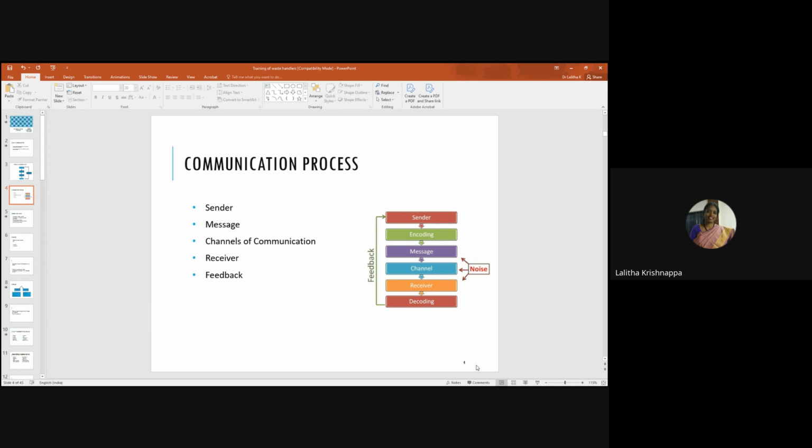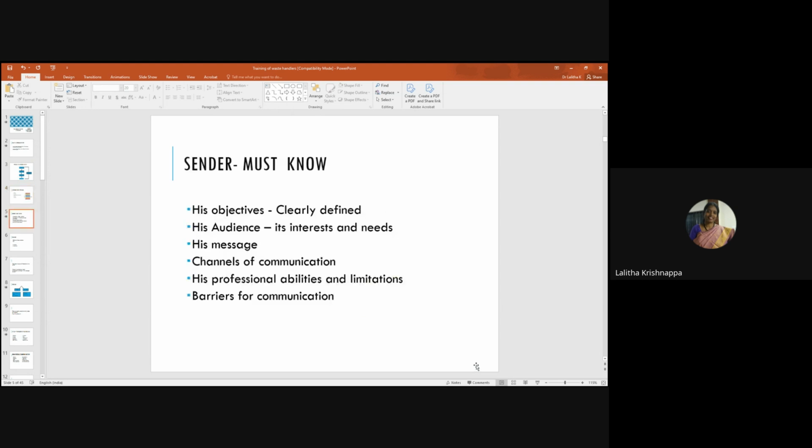When the process is looked at, we have a sender who gives the message to the receiver, which is again decoded by the receiver and sent back to the sender as what they have understood and what they have not understood. So we have three important components: sender, message, and receiver. All these three are very important for effective communication. Even in general communication, or health education or training, wherever it is, this applies to everything.